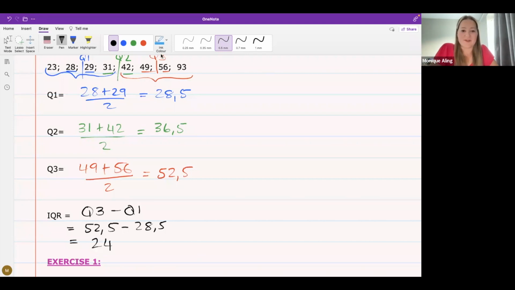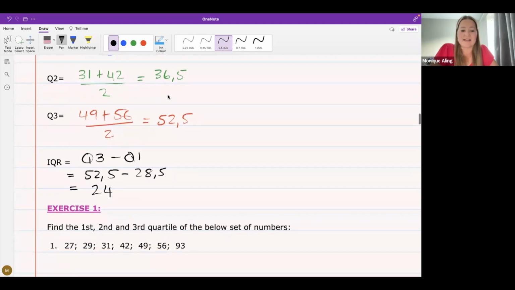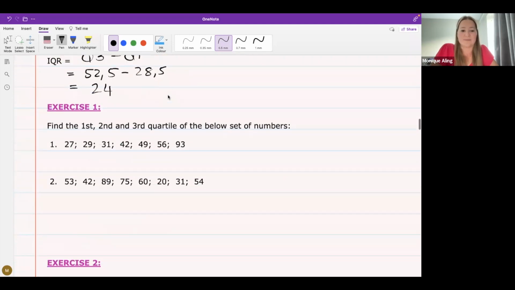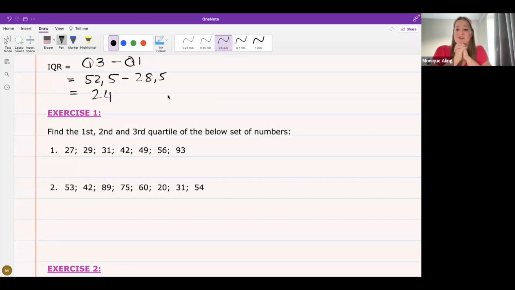Awesome. Okay. So keeping everything we've learned in mind, let's have a look at exercise 1. I'm going to ask you guys to do these 2 questions for me. It says find the first, second, and third quartile of the below set of numbers. So you don't have to worry about the IQR. We're just finding the quartiles. But there's one important first step you need to remember before you even start. I wasn't as nice this time, because I did not put the numbers in a nice order.